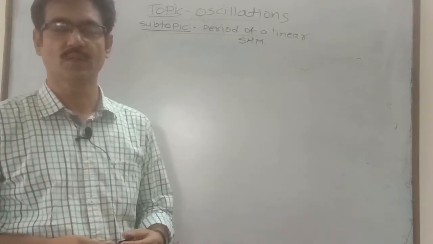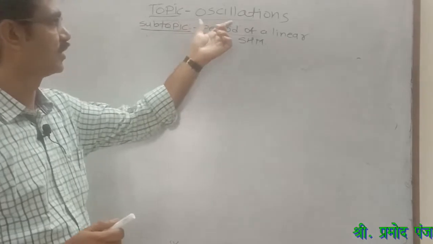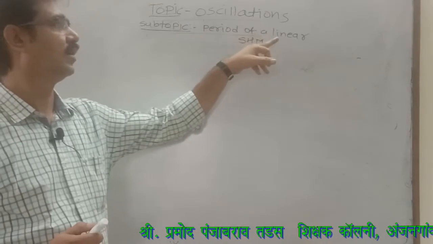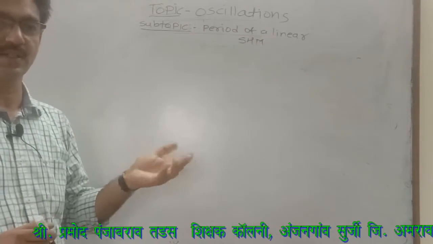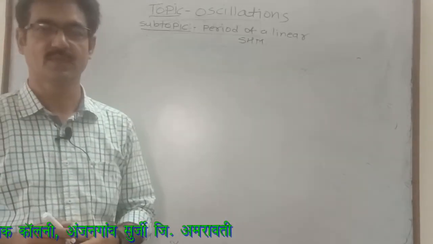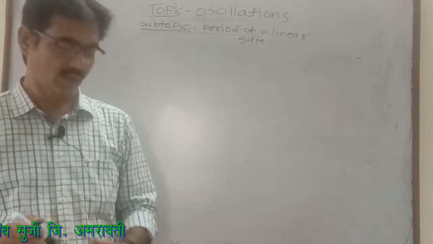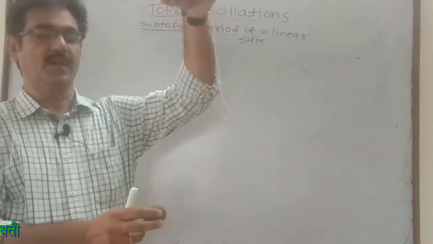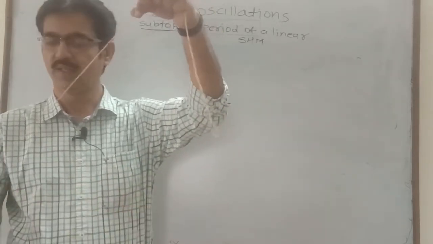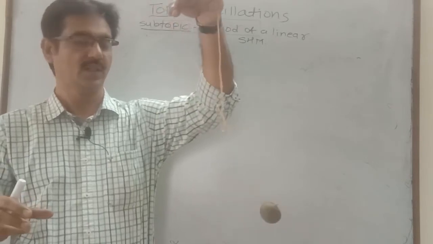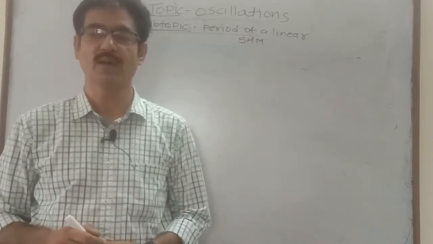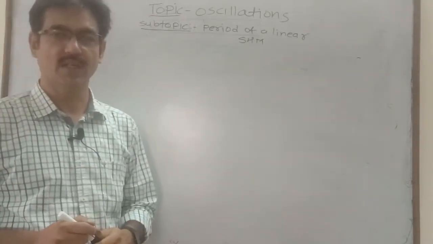In this lecture we are going to focus on the topic oscillation, and in this topic we take the subtopic period of a linear SHM. We already discussed in your earlier lecture about the linear SHM and also the period of linear SHM. When the particle performing linear SHM starts from the extreme position, then its one vibration is completed. The time required to complete one vibration is called the period of SHM.